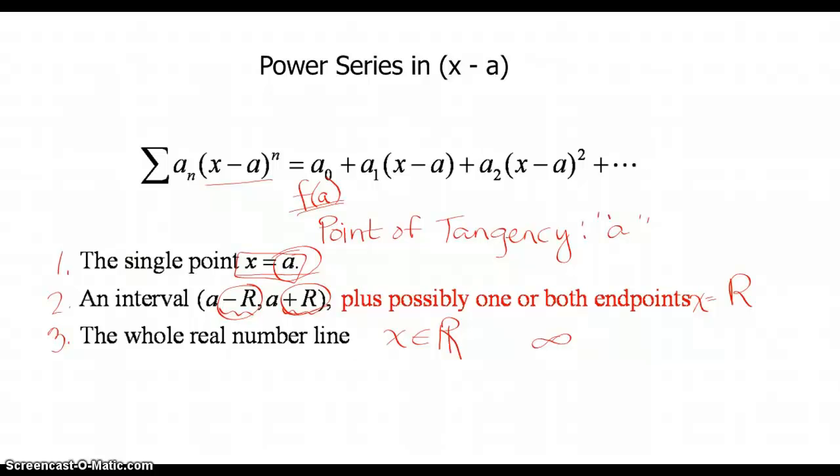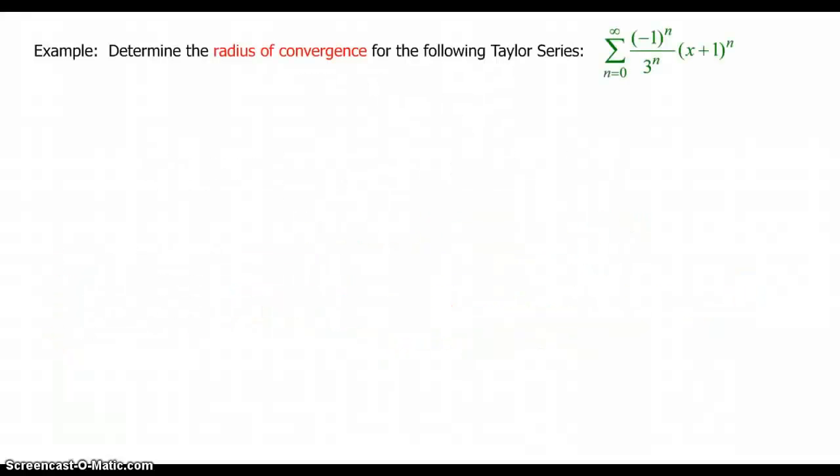So again, a lot easier in practice than it is in theory. So let's practice. Determine the radius of convergence for the following Taylor series. Clearly here, we are not centered at 0. We are centered at -1. Here, a, our center point, our point of tangency, is -1. And I can tell that from the general term.